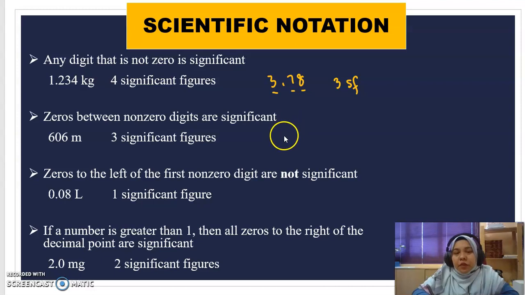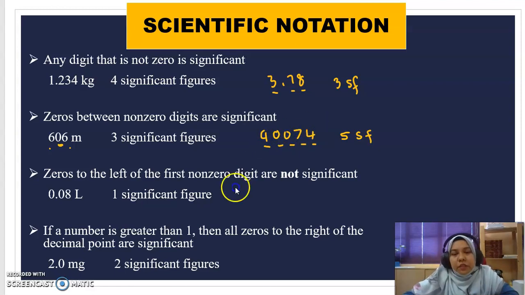For example, if you have a zero between non-zero numbers, all the numbers are significant. 606: the zero here is significant, so 1, 2, 3, three significant figures. 40074, so 1, 2, 3, 4, 5, five significant figures because the zero is in between non-zero digits.